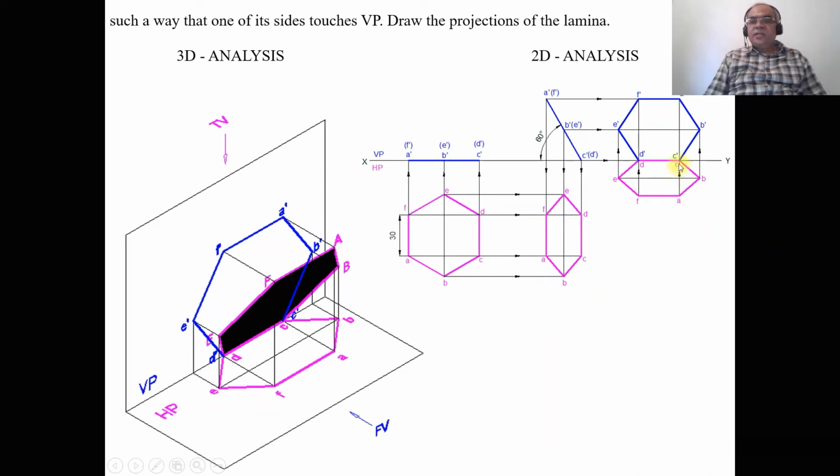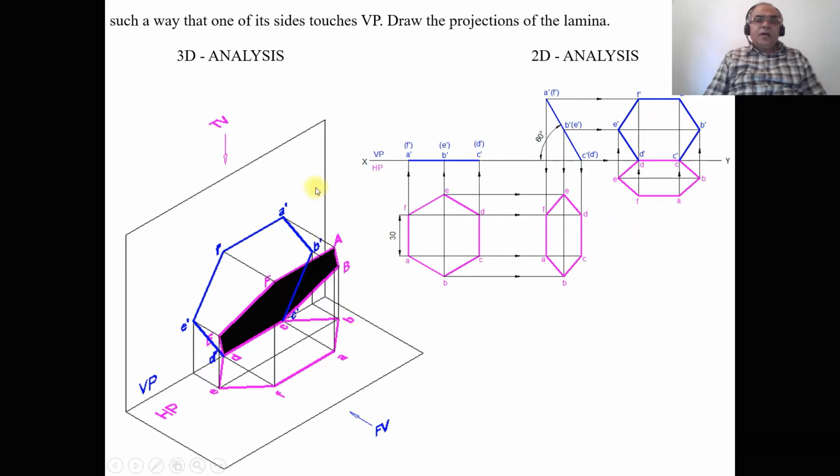So that you can see that you reproduce the second position top view here in the third position such that the CD is touching VP, and then write the corresponding front view. So that is how we can see in 3D analysis. Also here CD is touching both VP and also HP.